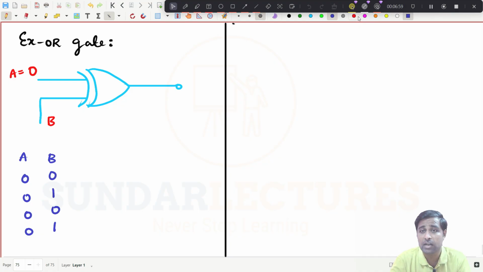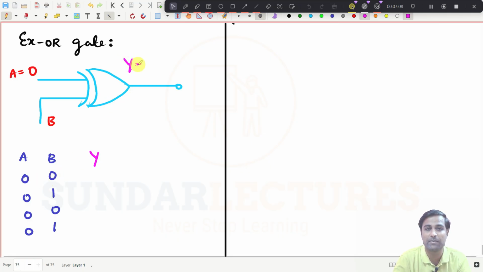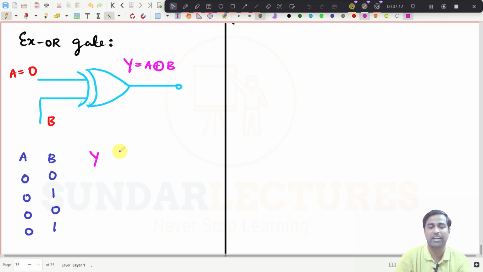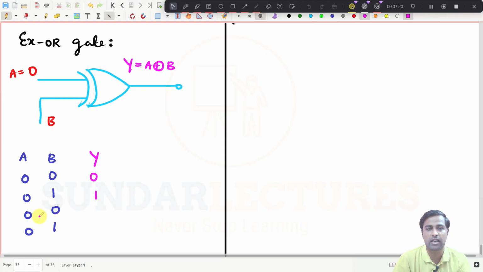And now what will be Y? This is very important to understand. Y will be equal to A XOR B. Am I right or wrong? Now if both inputs are 0, then the output will be 0. If both inputs are 1, the output will be 0. If both inputs are the same, the output will be 0. If both inputs are inverted, the output will be 1.